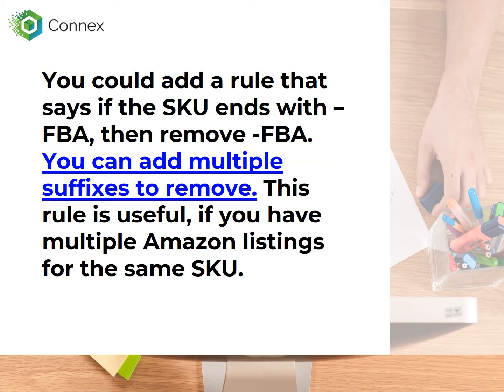You could also add a rule that says if your SKU ends with FBA, then remove the -FBA. This is useful when you have multiple listings. So a lot of companies will have a product with a SKU and they'll have some sort of prefix or suffix, and you can just tell our software to remove that suffix or prefix, and that way it'll always map to the same item. So instead of uploading 10,000 different items via a spreadsheet, you could just have a handful of rules, which is a lot easier to manage.